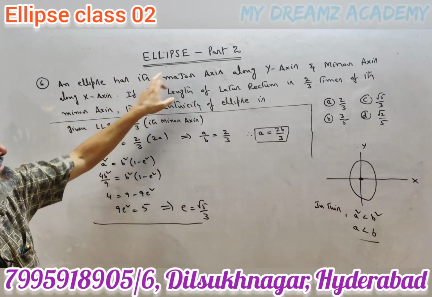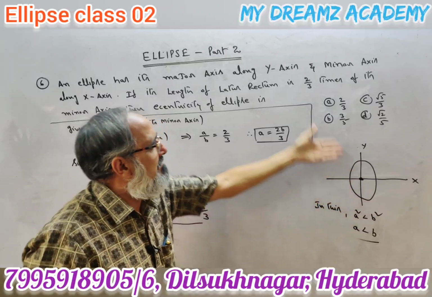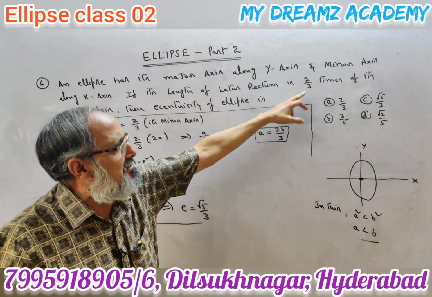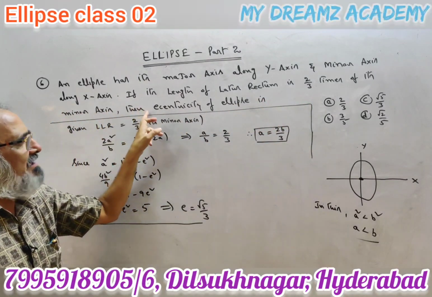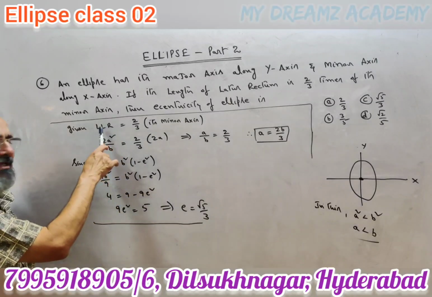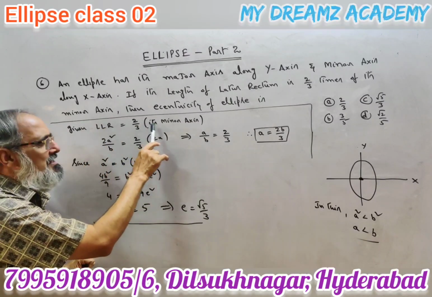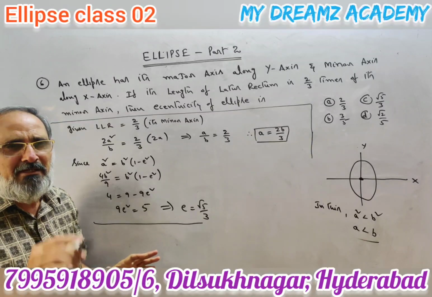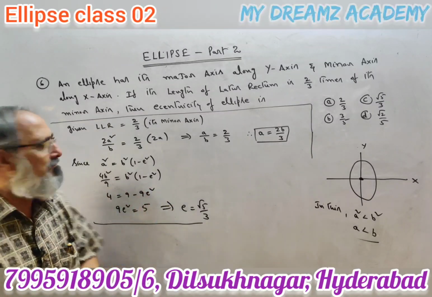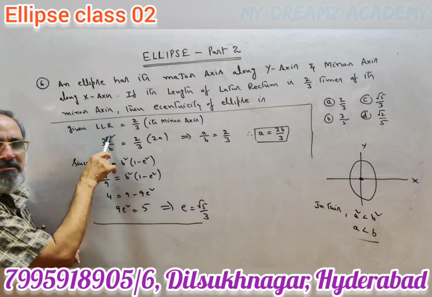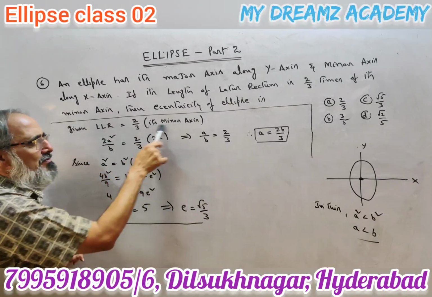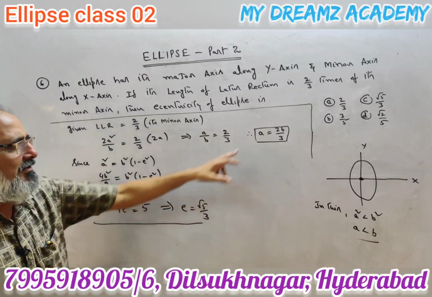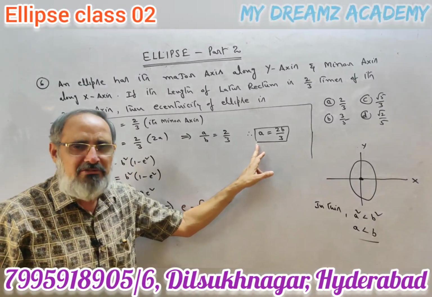So an ellipse has its major axis along the y-axis and minor axis along the x-axis. If its length of latus rectum is 2 by 3 times its minor axis, then what is its eccentricity? This is the way. Length of latus rectum is 2 by 3 into its minor axis. The length of latus rectum, as explained in the previous video, is 2b square by a whenever a is greater than b. But for a less than b, it comes 2a square by b, equal to 2 by 3 into the length of the minor axis, which is 2a. Now the 2 and 2 cancel, 1 a and 1 a cancel, and you are getting a equal to 2b by 3, one relation.